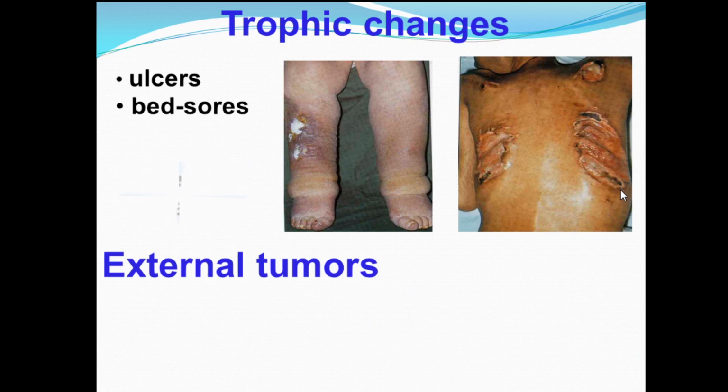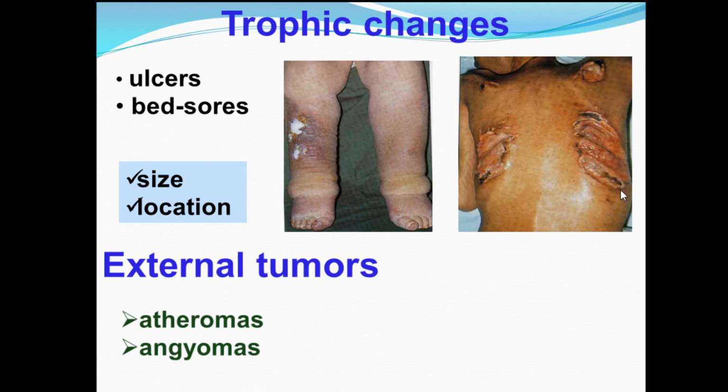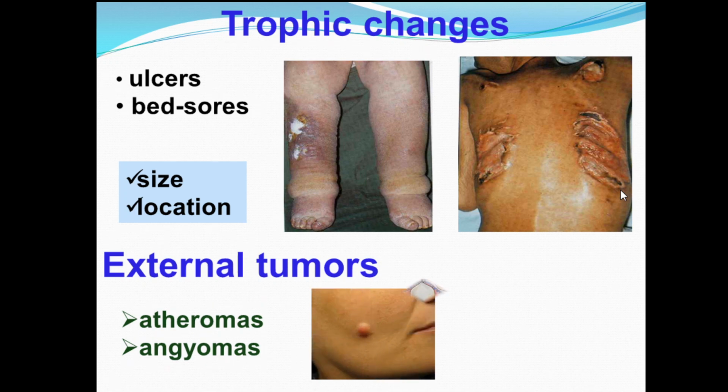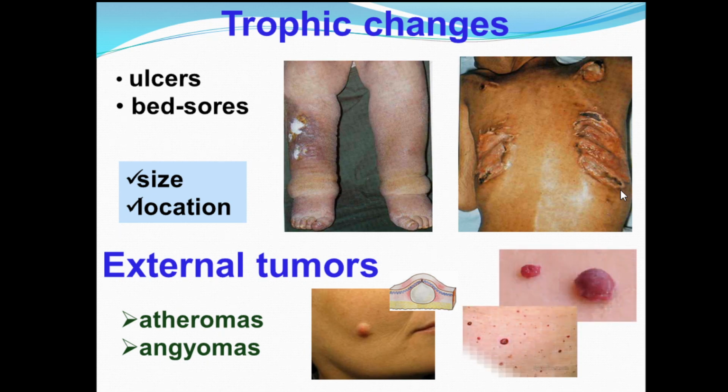External tumors may be revealed on skin inspection. We stop on atheromas and angiomas. Atheromas appear due to a problem with the fat gland of the skin, which closes and its content is held under the skin. And angiomas are abnormal dilation of capillaries. It's not great for the patient, but may be treated for cosmetic reasons.